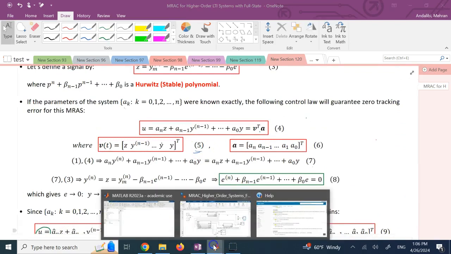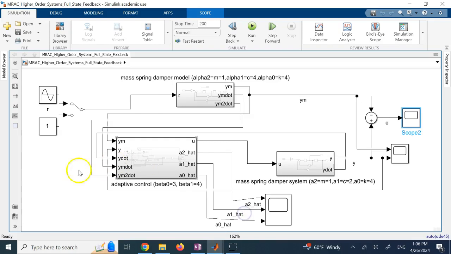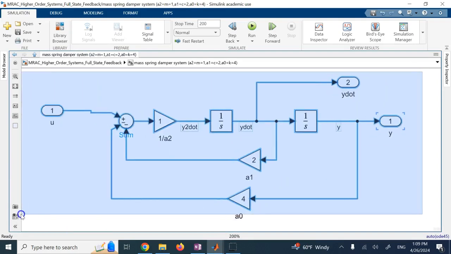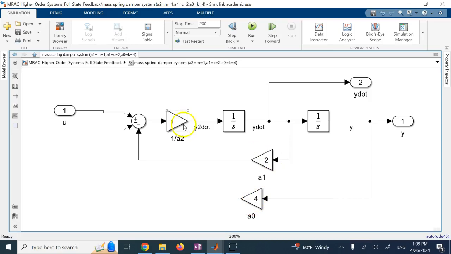Now to show you an example, we are going to look at a second order system, a mass spring damper system, where the mass m is 1, the damper is 2, and the spring is 4. So your coefficients A2, A1, and A0 are 1, 2, and 4. And we assume that we don't really know them. So this is the system here.